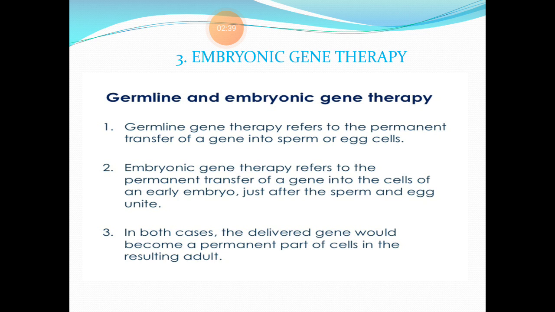Embryonic gene therapy refers to the permanent transfer of a gene into the cells of an early embryo just after the sperm and the egg unite, soon after fertilization. Whereas germline gene therapy, as I have told you, refers to the permanent transfer of a gene into sperm or egg cells. Whereas in embryonic gene therapy, the gene is transferred to a zygote soon after the union of sperm and egg. Whatever the case may be, in both, the delivered gene would become a permanent part of cells in the resulting adult. Okay.